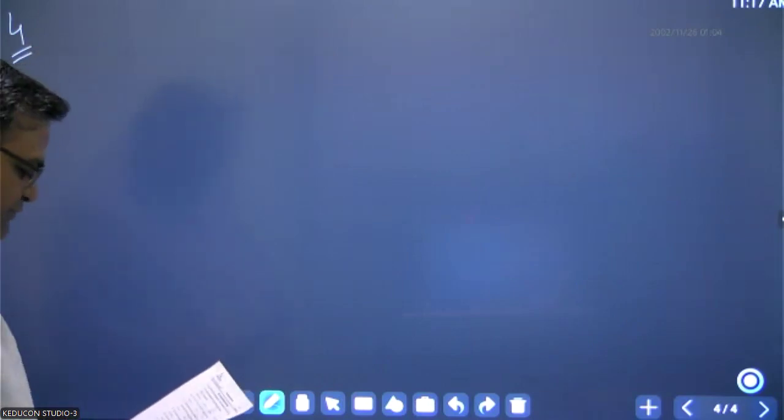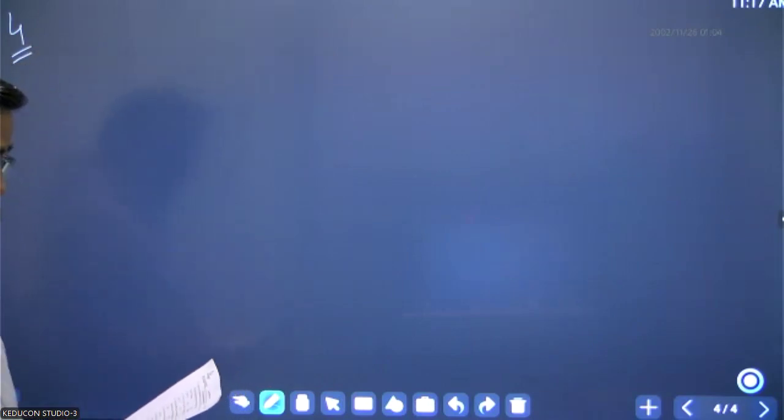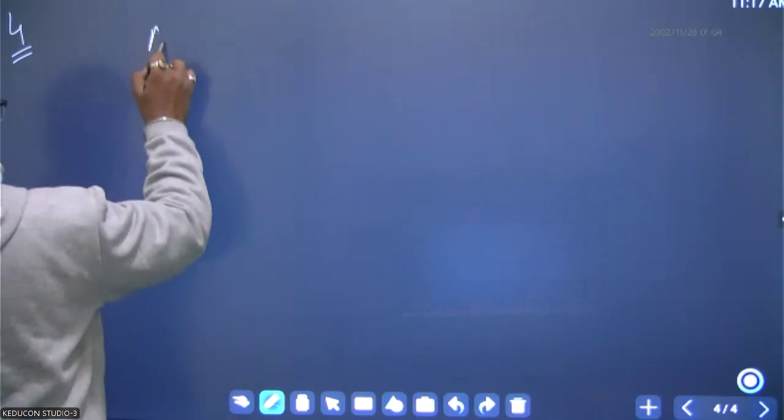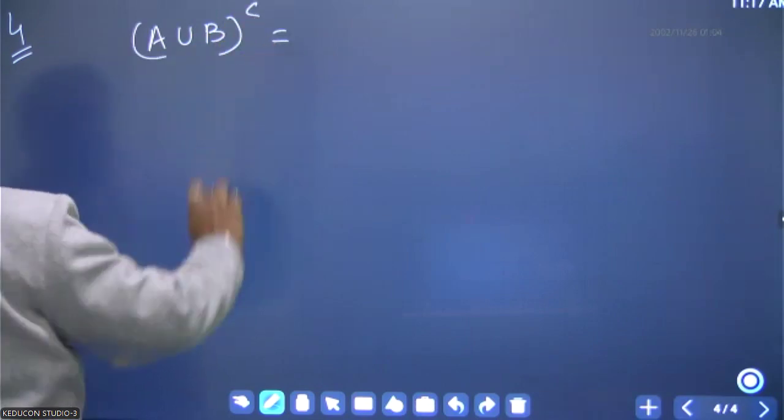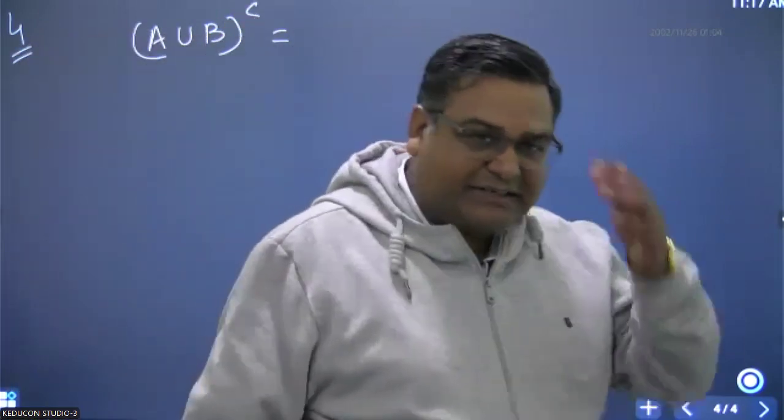Next question, students. If A and B are two sets, then (A union B) whole complement. Students, it is a straightforward question. Apply De Morgan's law.